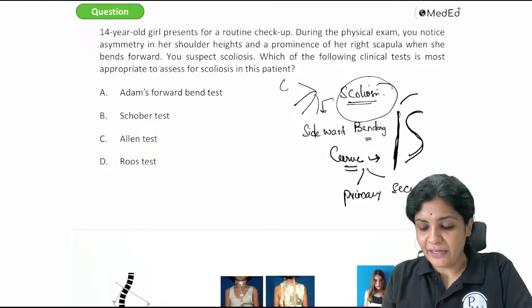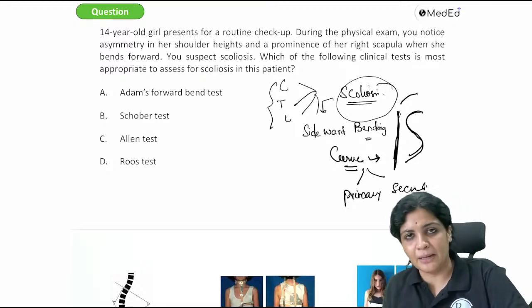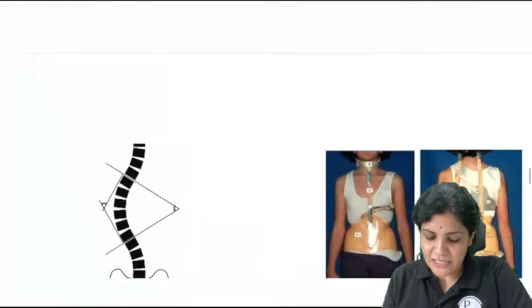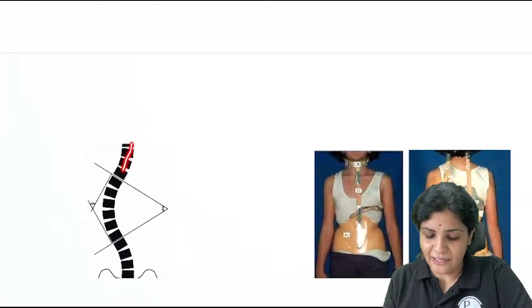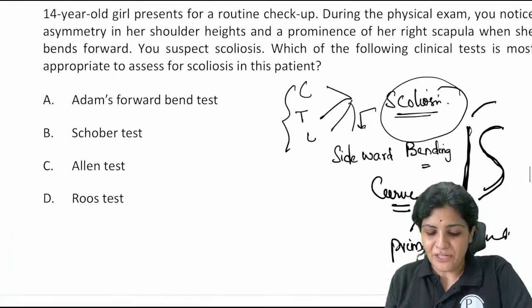If you remember, cervical, thoracic, lumbar. So it could be thoracolumbar scoliosis, or only thoracic scoliosis, or lumbar scoliosis, like that. So that is about the scoliosis. This is what I was talking about, the sideward bending, the curvature like this. And now there are certain tests.